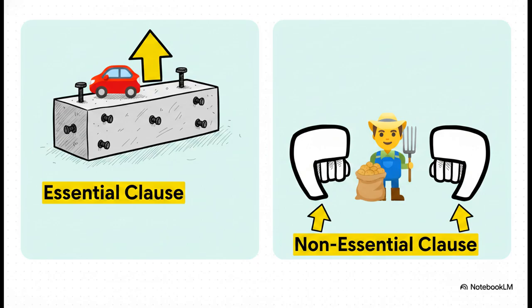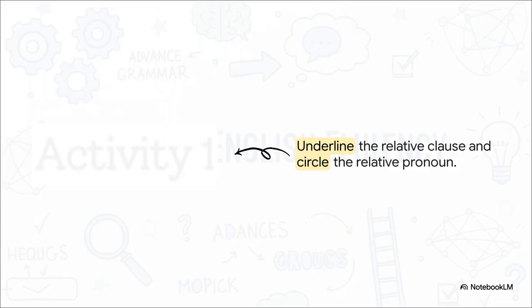But defining clauses, at the top, have zero commas because they are structural and essential. The car that I bought is red. If you take out that I bought, you're left with the car is red, and suddenly we have no idea which specific car you're even talking about. Let's actually see these tools in action with a classic grammar activity from our sources.